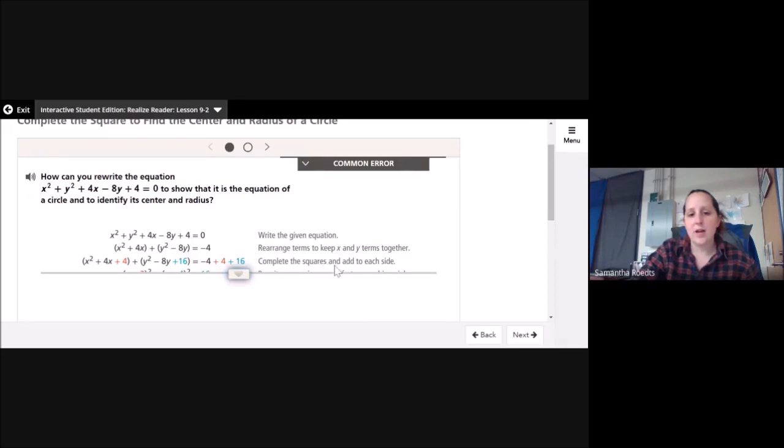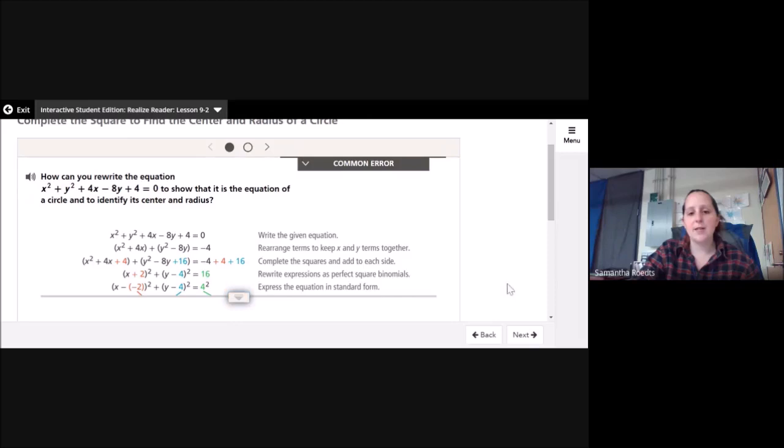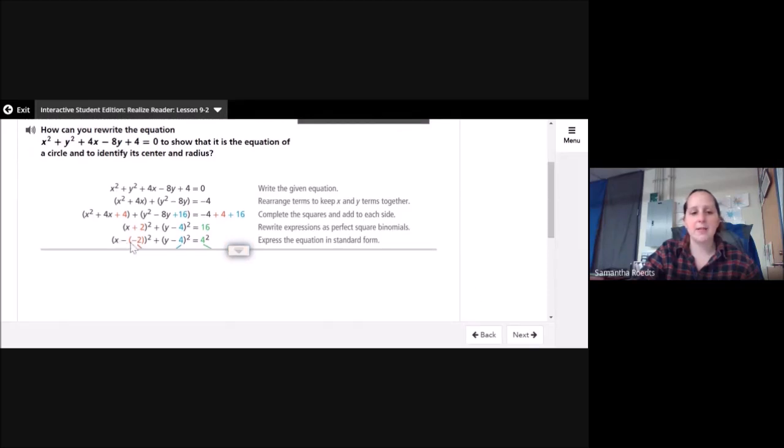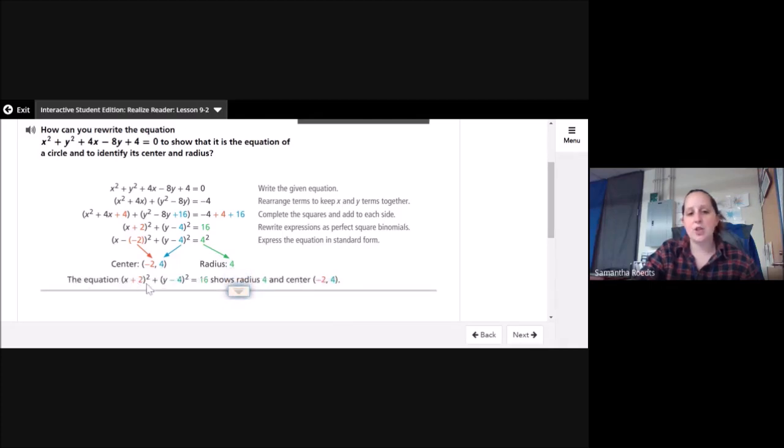Okay? Complete the squares and add to each side. So in order to complete this square, it's plus 4. For this square, it's plus 16. So then I rewrite the expression as perfect square binomials, so that (x + 2)² + (y − 4)² = 16. Negative 4 plus 16... Okay, I express the equation in standard form. So (x − (−2))² + (y − 4)² = 4². So my center is (−2, 4), and my radius is 4. The equation (x + 2)² + (y − 4)² = 16 shows radius 4 and center (−2, 4).